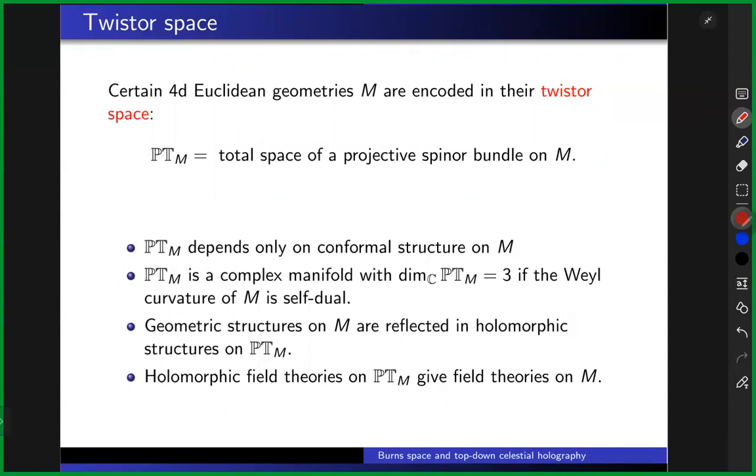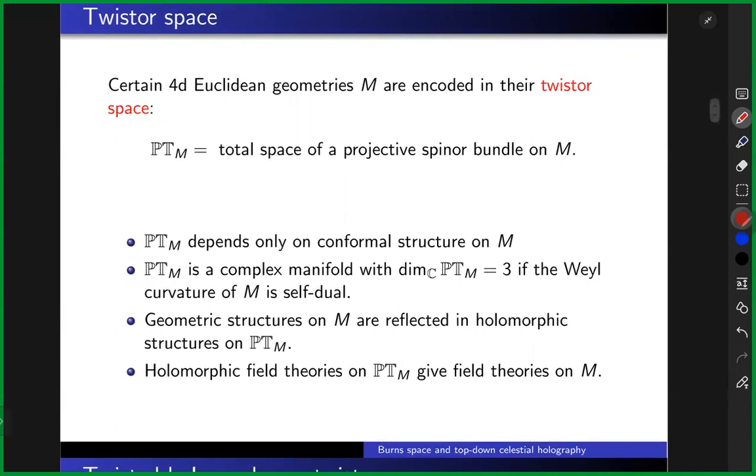So the starting point is, if you give me a 4-dimensional manifold, I'll give you a 6-dimensional manifold by taking the projectivization of the bundle of spinors. It turns out that this only depends on the conformal structure, and this twistor space is a complex manifold if and only if the Weyl curvature tensor is self-dual. And various things you can put on your original manifold, like a Ricci-flat metric, are reflected in fun holomorphic games you play in twistor space.